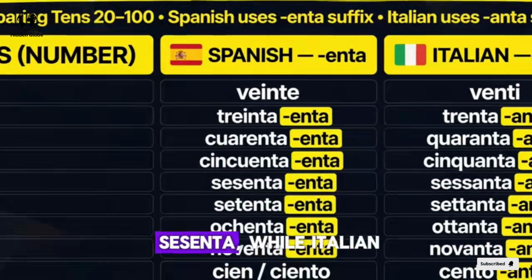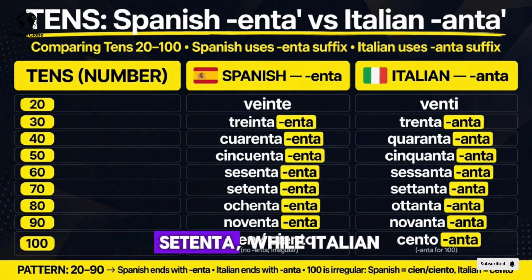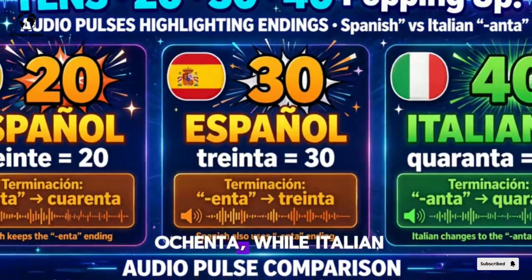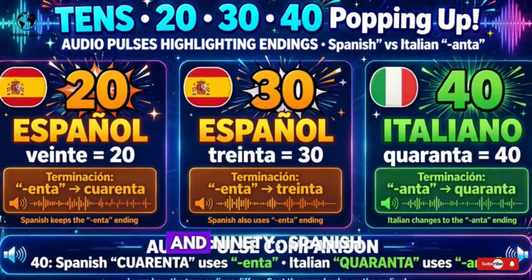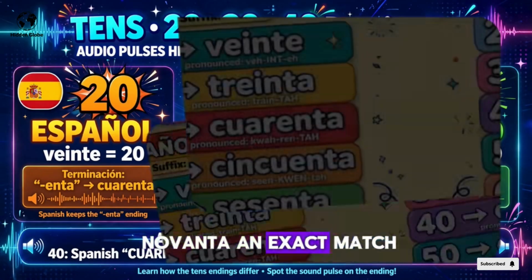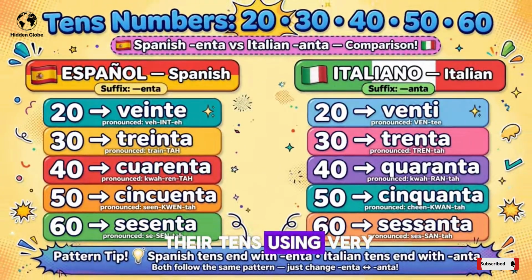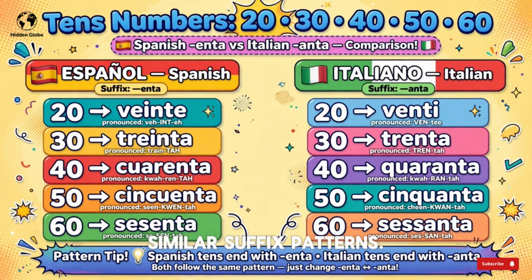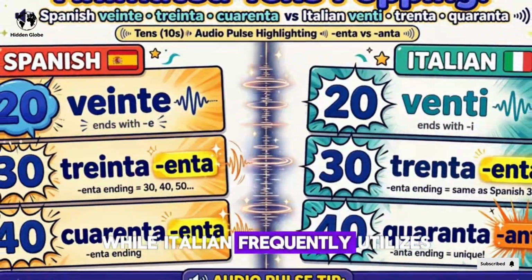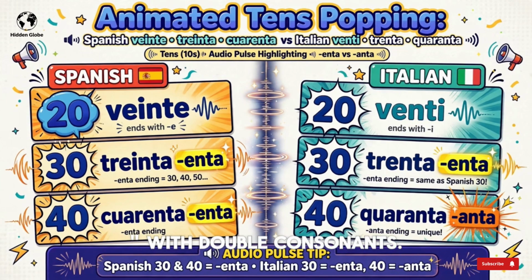60, Spanish is sesenta, while Italian uses sessanta. 70, Spanish says setenta, while Italian uses settanta. 80, Spanish uses ochenta, while Italian says ottanta. And 90, Spanish uses noventa, while Italian finishes with novanta, an exact match in spelling. As you can hear, both languages build their tens using very similar suffix patterns. Spanish consistently relies on the enta ending, while Italian frequently utilizes anta or enta with double consonants.